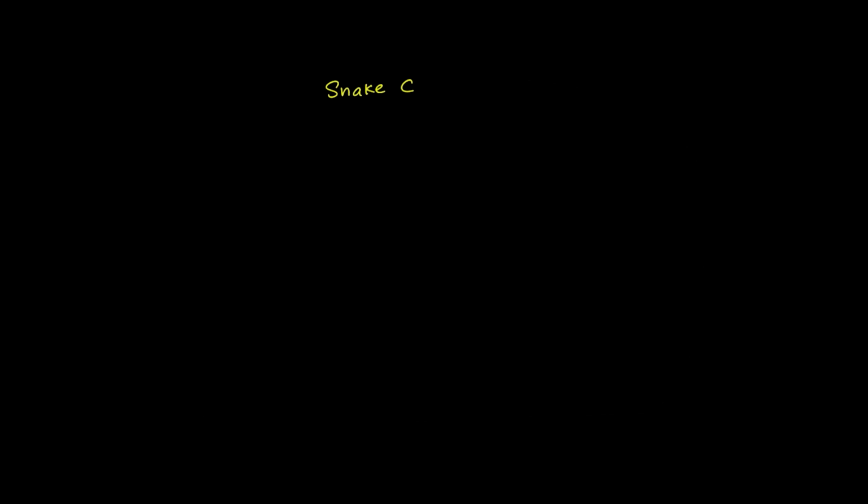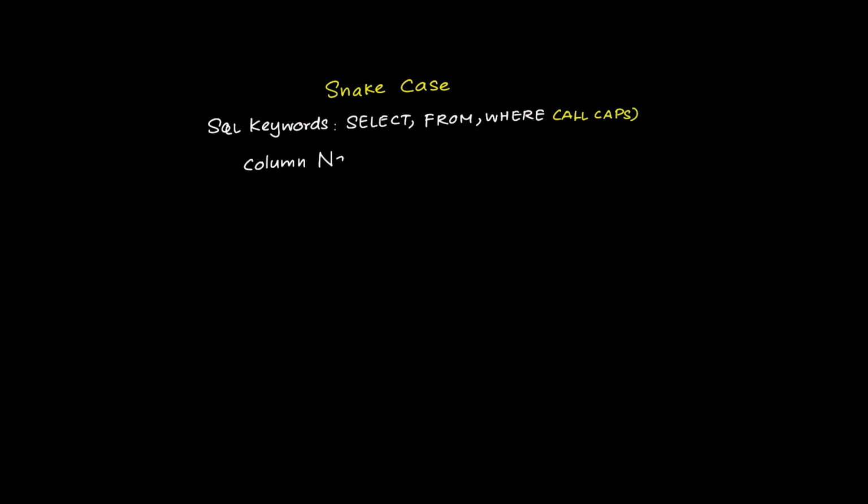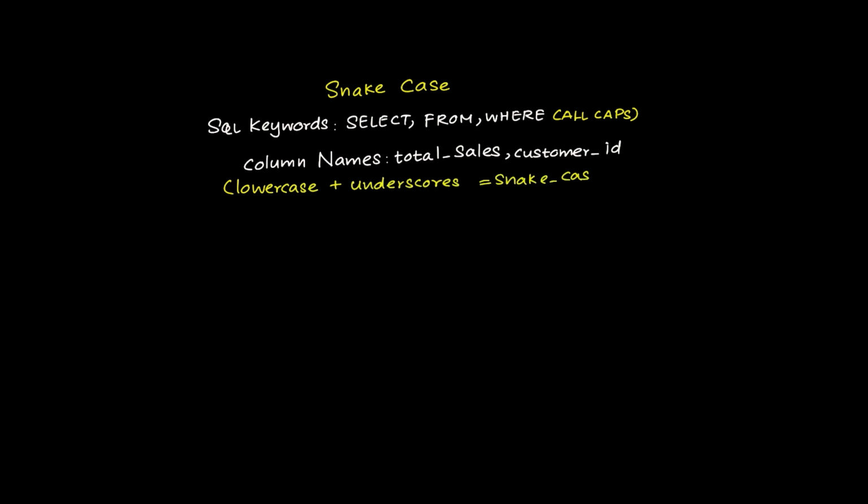A new analyst notices the team uses uppercase for SQL keywords like select and from, while column names use lowercase with underscores, total_sales, customer_ID. That underscore separated lowercase format is called snake case. Snake case is a SQL best practice for column names. It keeps things readable and consistent, especially for multi-word names. Camel case capitalizes the first letter of each word after the first, like totalSales. That's used for table names sometimes, but not for column naming best practices.